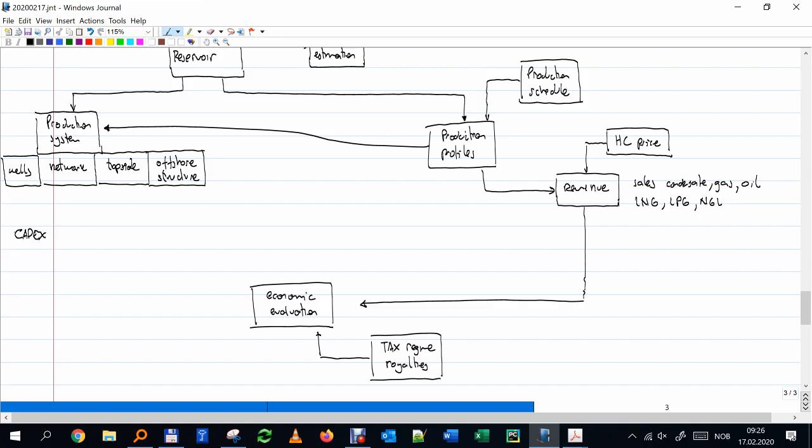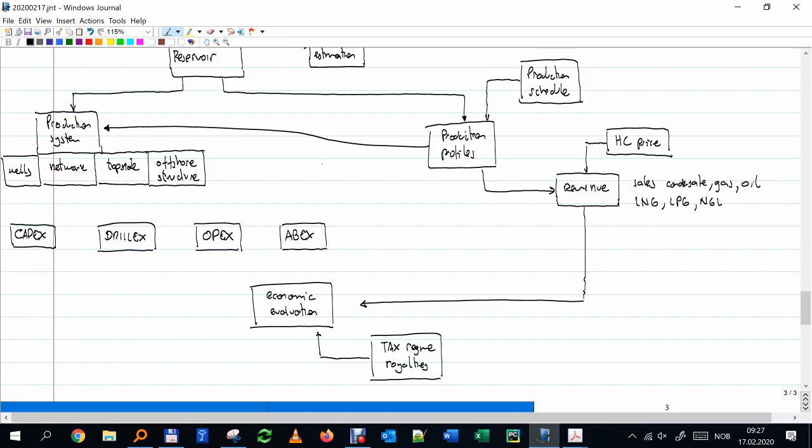CAPEX. CAPEX stands for capital expenditures. Then I have DRILLEX, which stands for drilling expenditures. Then I have OPEX, which stands for operational expenditures. And then I have ABEX, which stands for abandonment expenditures.